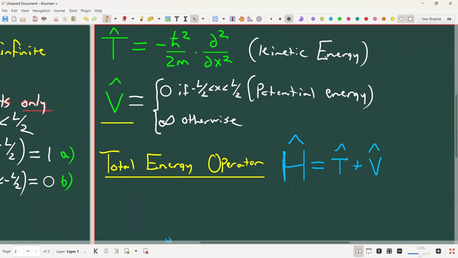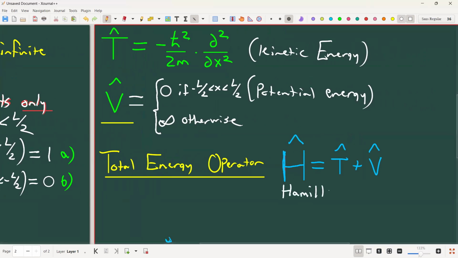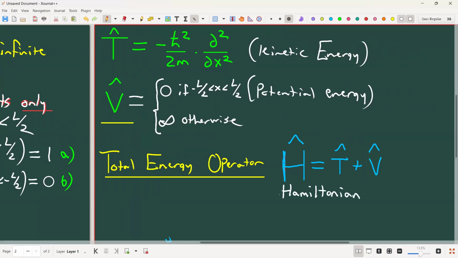It's called H because it's named after a famous physicist named Hamilton. This is called the Hamiltonian. This is the name we always give the total energy operator, just by convention. So anytime you see me write H, just think, okay, that's the kinetic energy plus the potential energy of the system. We have to consider a wave function in the context of both energies, because it's moving with this energy and it exists in a space, a box, with this energy.